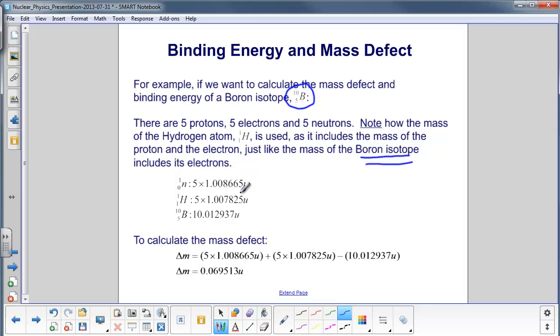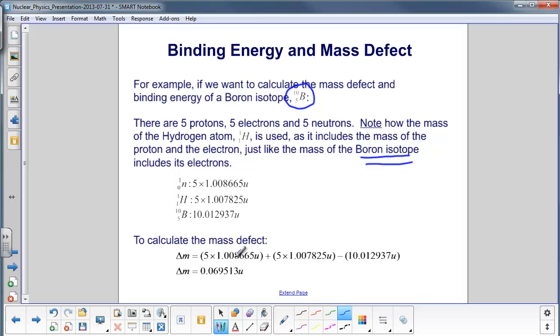So the total mass here, we have 5 neutrons. Each neutron has a mass of 1.008665 atomic mass units. The hydrogen atom, which is a proton plus the electron, is 1.007825 atomic mass units, and we have 5 of them. And the mass of boron, which includes 5 neutrons, 5 protons, and 5 electrons. So you can see by using the hydrogen atom, we will subtract out the electrons so they won't come into the problem. So we will find the mass defect.